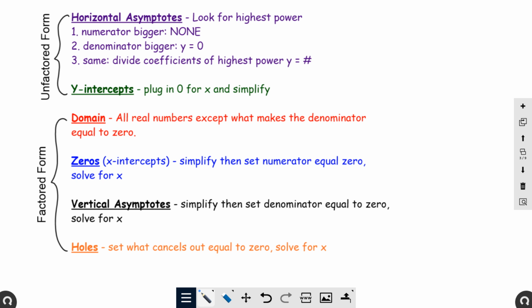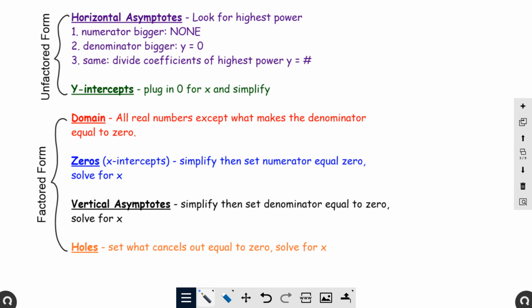For the y-intercept, you all know what a y-intercept is, right? It's where the graph crosses the y-axis. So if it crosses the y-axis, what is the value of x? 0. That's why it says plug in 0 for x and simplify. When x is 0, that gives us our y-intercept.